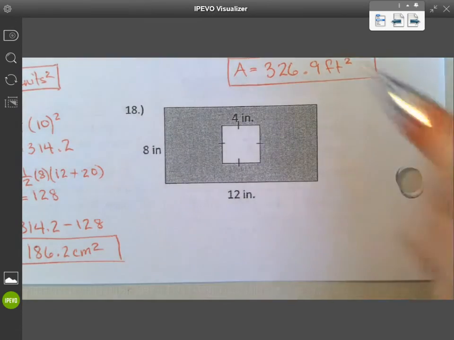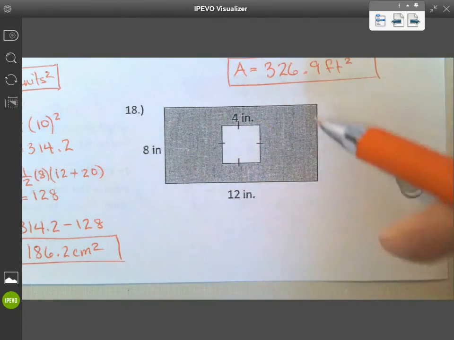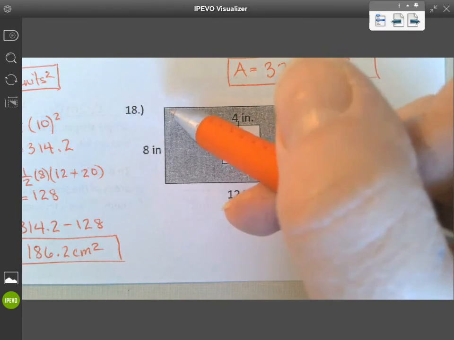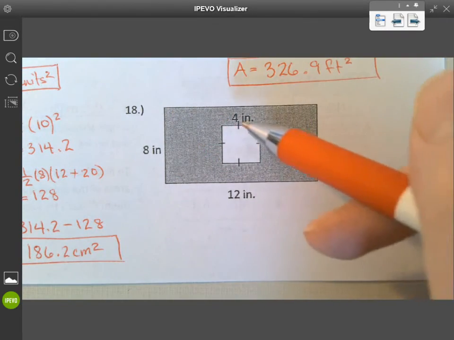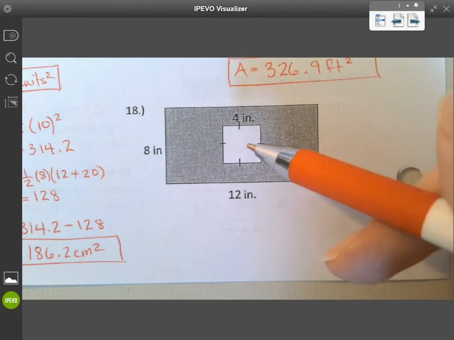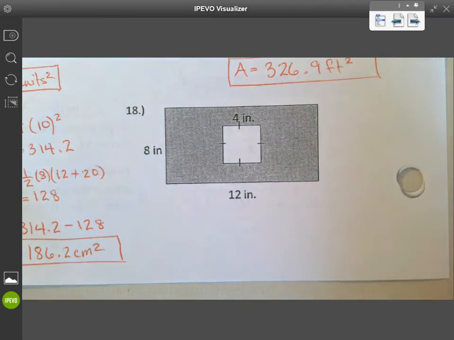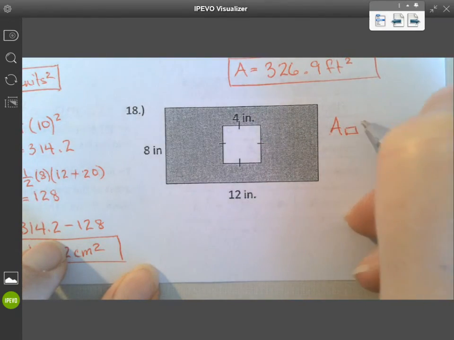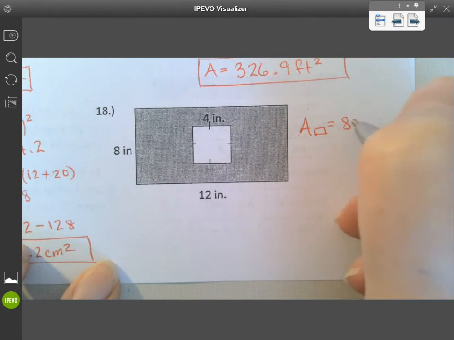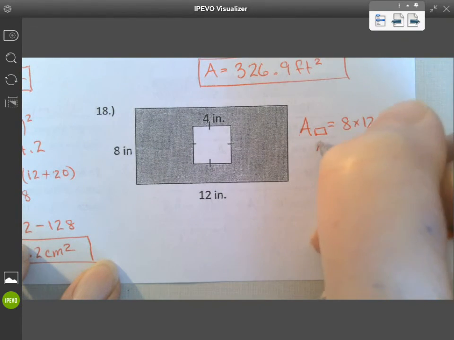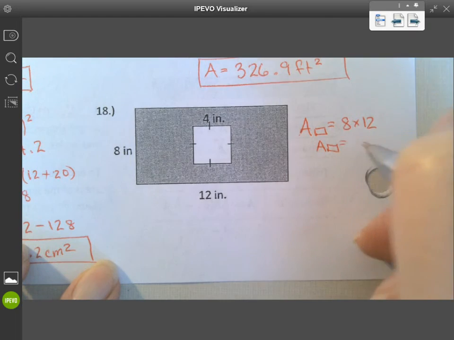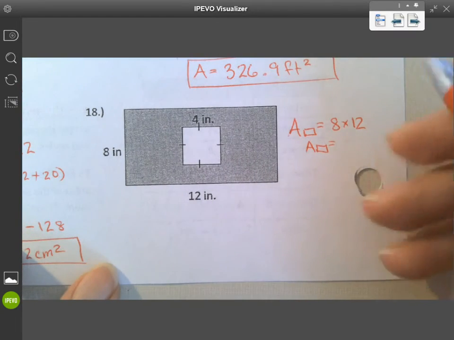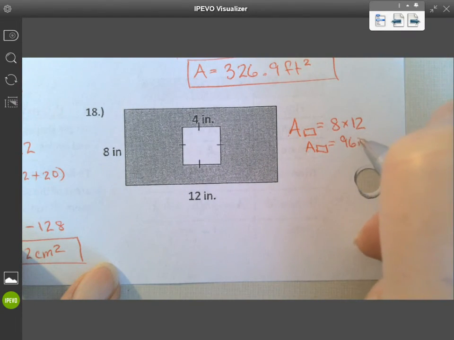Number 18, we have this odd, again, colored in shape, and it is 8 by 12, and we have to cut this out. So literally picture cutting out that figure. So we're going to do the area of the big rectangle, and that would be 8 by 12. So the area of the rectangle on its own is 96 inches squared.